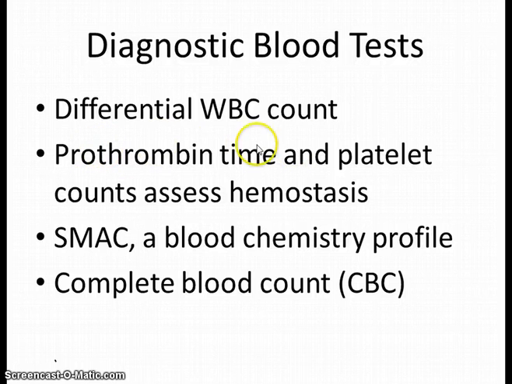You can look at prothrombin and platelet counts to look at clotting ability. You can do a whole blood chemistry profile or a complete blood count, where they look at everything we looked at in the case study on anemia. Red blood cells, white blood cells, and platelets, so you know a bit about everything.